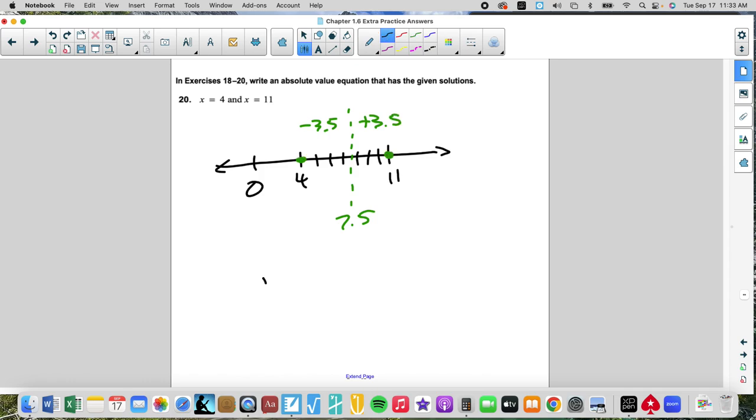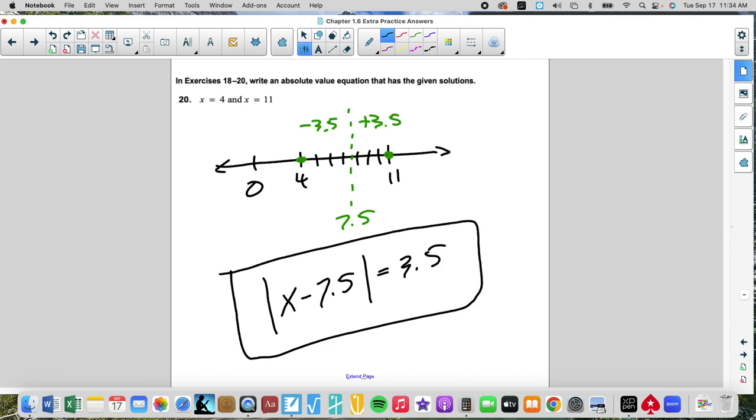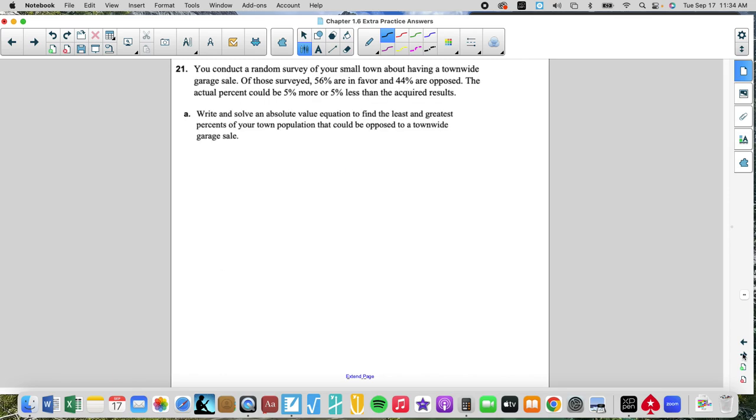So I would write my absolute value as the absolute value of x minus 7.5 equals 3.5. That distance can be either positive 3.5 away or minus 3.5 away. And then we want the distance of that number, not the direction. So this is how you would do that one. That's a fun, tricky one.